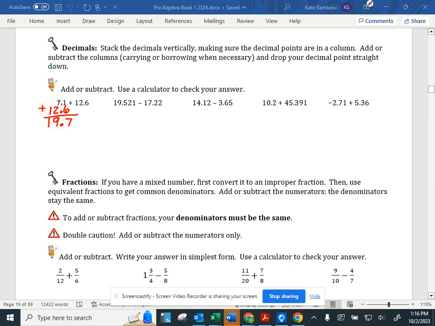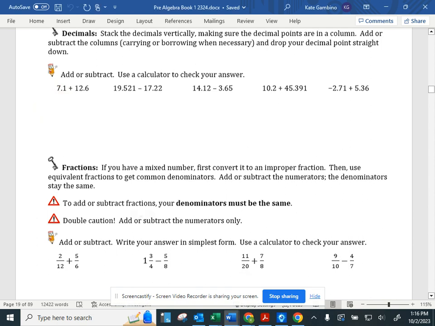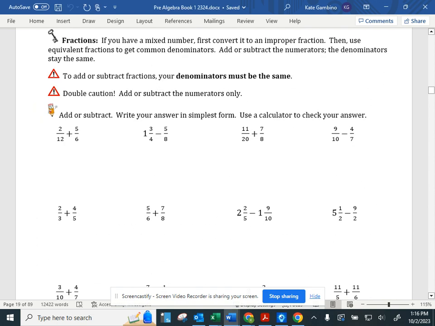Now let's go down to fractions. You're going to finish that later. Pay attention to the fractions part. If you have a mixed number, first you have to convert it to improper. So always convert to that improper fraction, then do the adding or subtracting. We have to use equivalent fractions when we add or subtract. What does that mean, Addie? They have to have the same denominator.